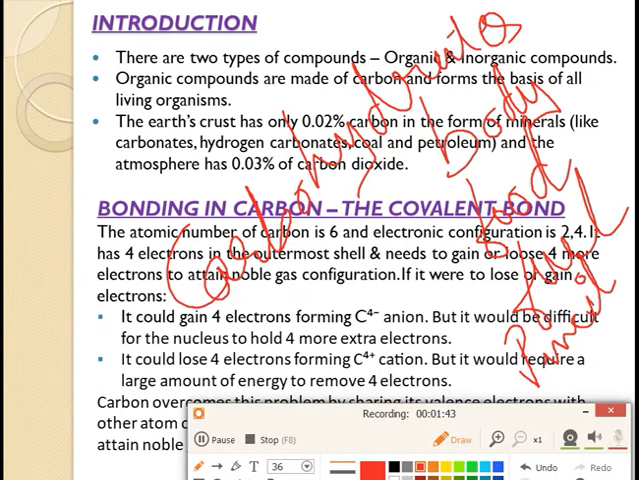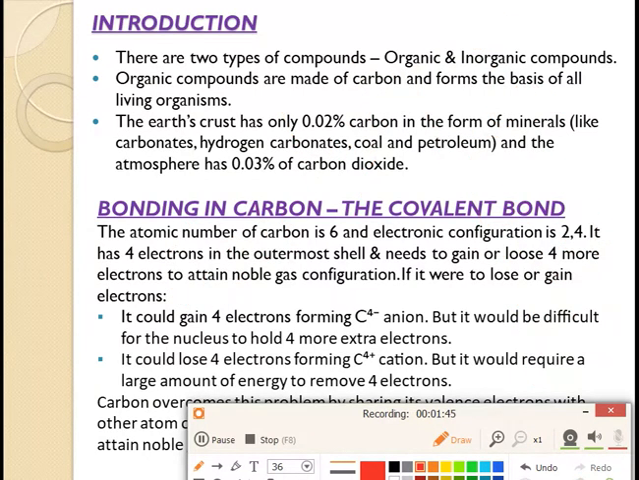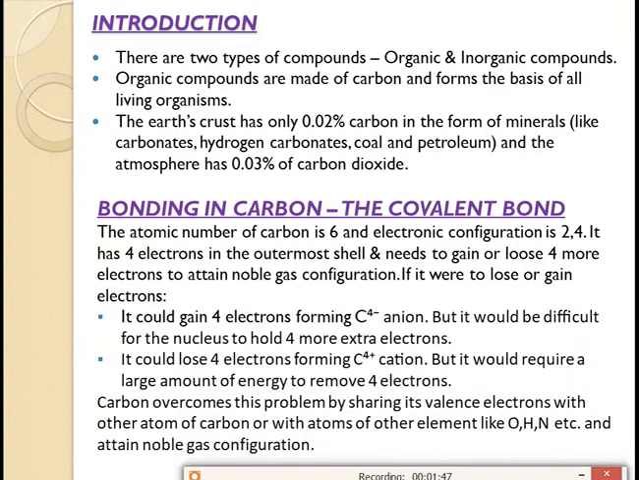Can you tell me, I think you all know, whether carbon is a metal or a non-metal. This will be homework for you all. Comment in the comment section and tell me whether carbon is a metal or a non-metal. You all are intelligent enough. I know that you all will give the answer.